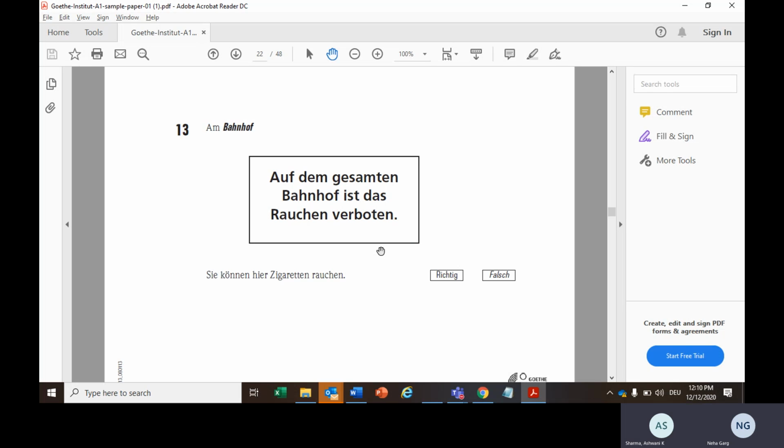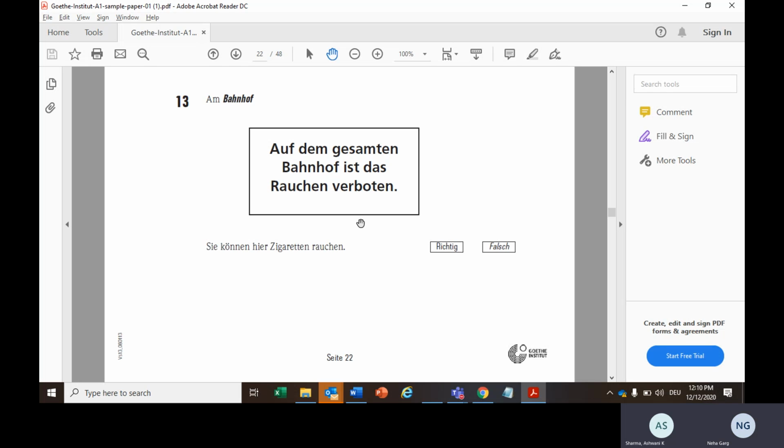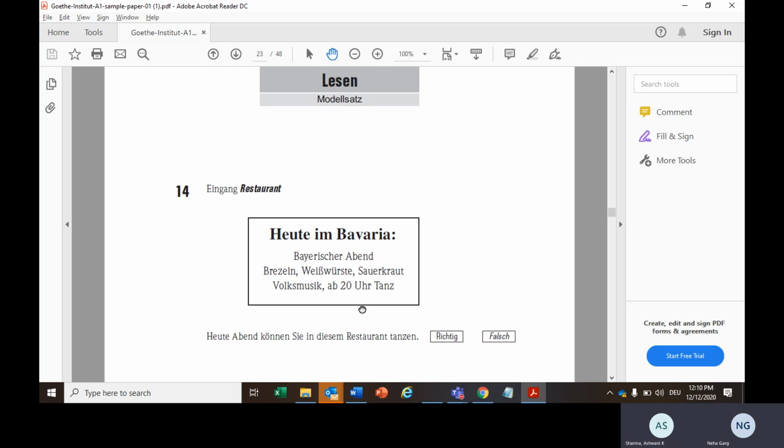If it had been a name, it would have the first letter capital, right? I was thinking it was a name. Okay. So Sie können hier Zigaretten rauchen. You can smoke a cigarette here. So this is richtig. This is falsch. Oh, sorry, this is false. Sorry, I got confused. No, don't get confused.